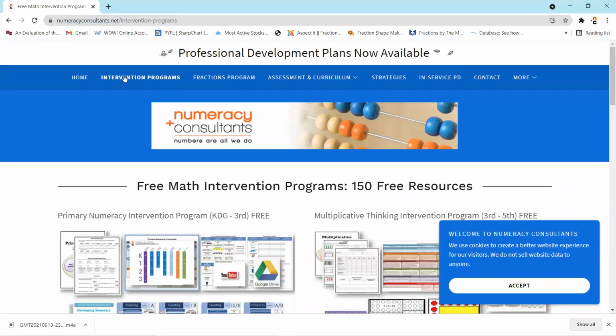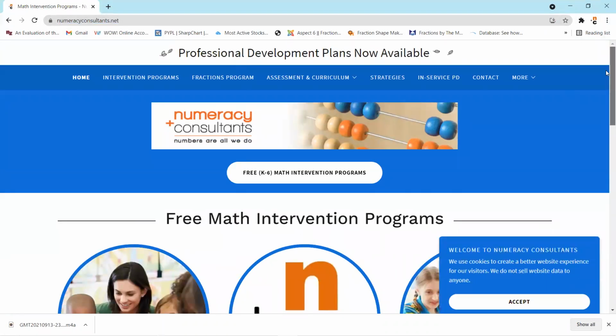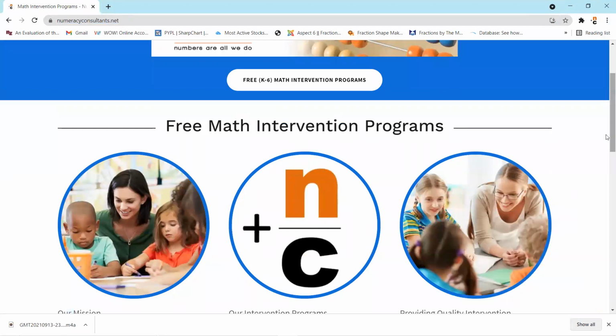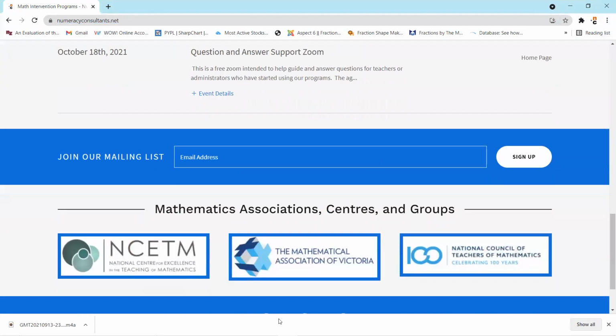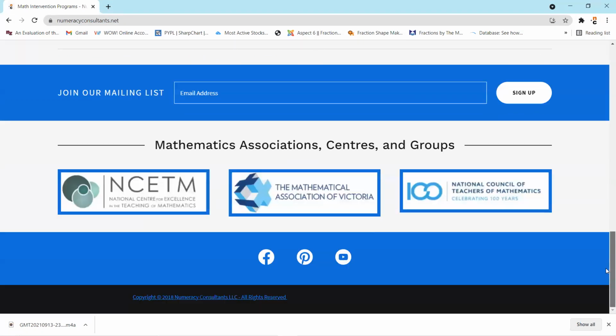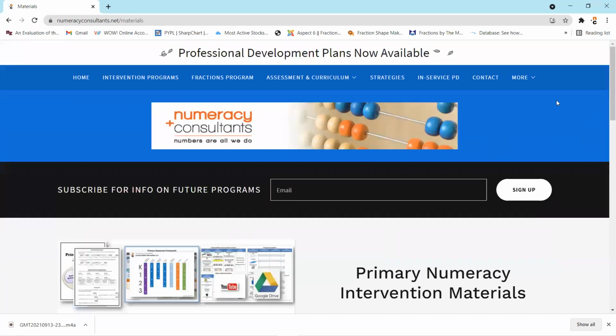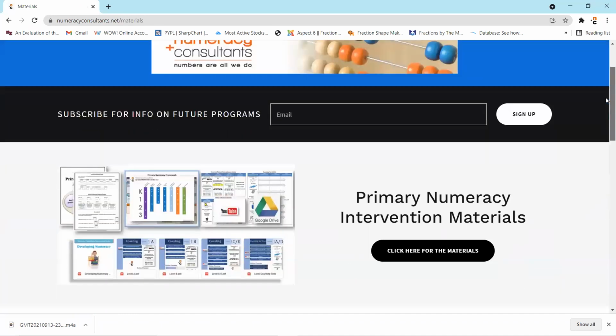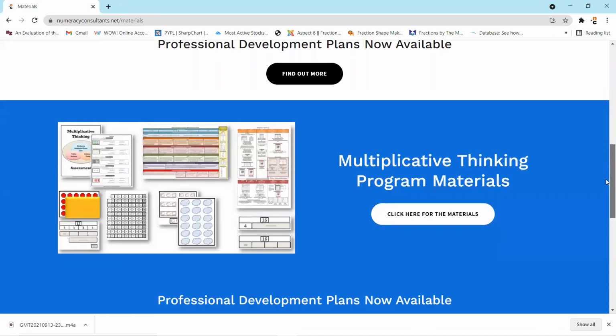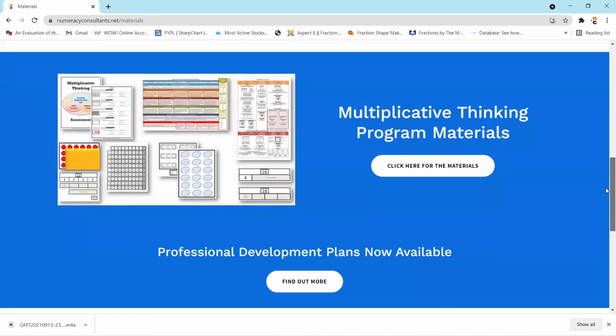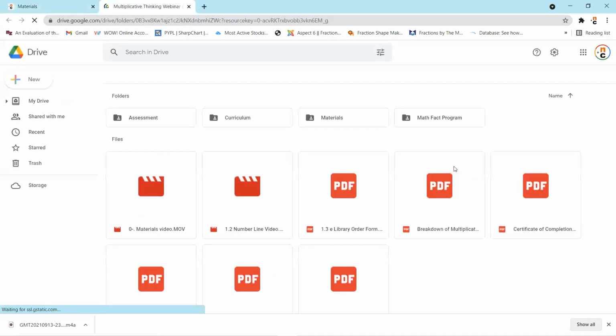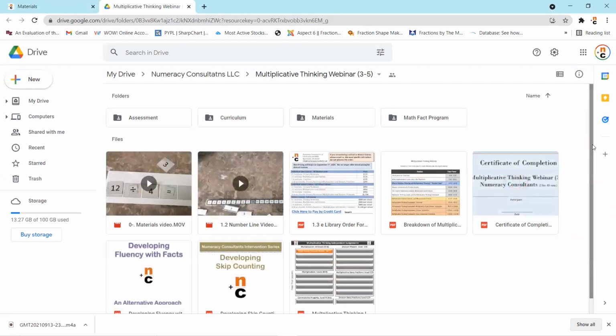You'll go to numeracyconsultants.com, and if you scroll to the very bottom of the page, you'll see a copyright. If you put the cursor on it, it'll light up, and if you click on it, the first thing you'll see is the primary numeracy. Then you'll have the multiplicative thinking materials. You'll click right here, and there are some things in here.